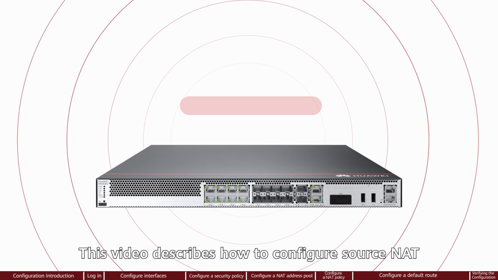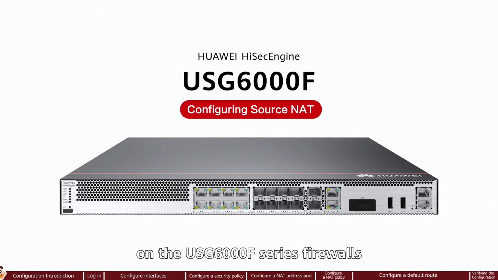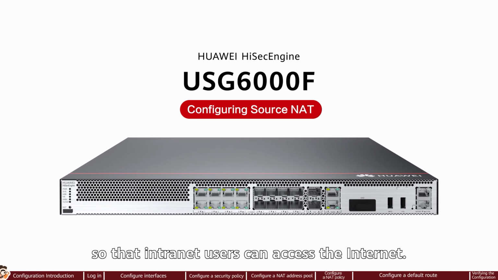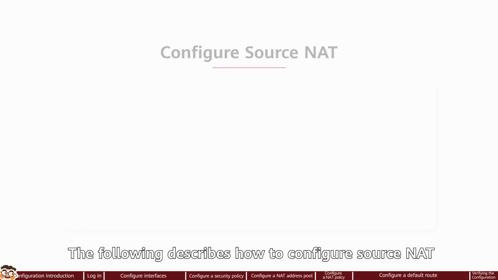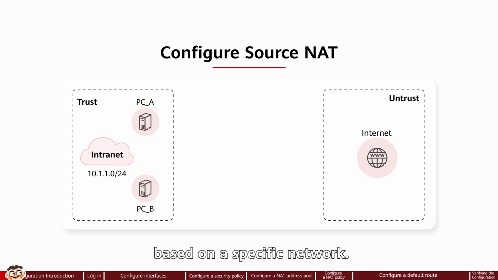This video describes how to configure source NAT on the USG6000F series firewalls so that intranet users can access the internet. The following describes how to configure source NAT based on a specific network.